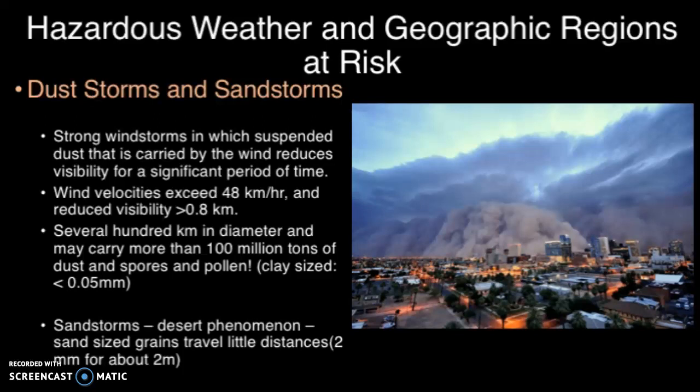They're basically strong windstorms in which suspended dust is carried by the wind, which reduces visibility for a significant period of time. For the most part, although these storms are referred to as sandstorms by meteorologists, they're mostly just dust storms. They need to have wind velocities that exceed 48 kilometers per hour to be considered officially dust storms.